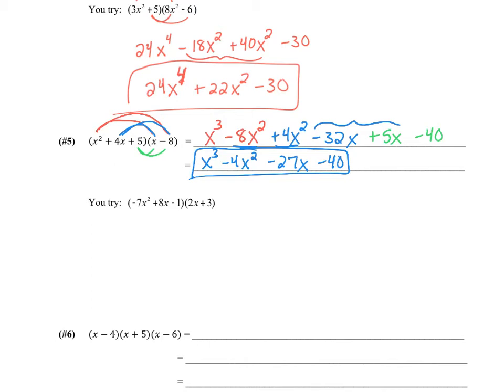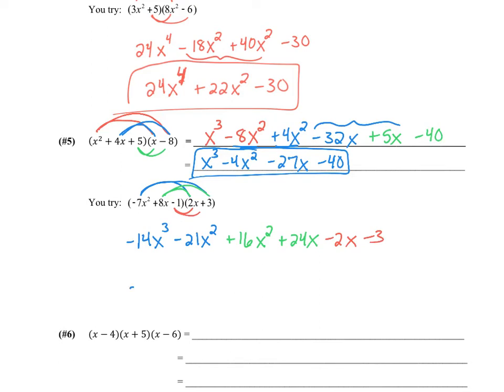Okay, and then one more like this. I'll show you one more. So negative 7x squared times 2x is negative 14x to the third. Negative 7x squared times 3 is negative 21x squared. 8x times 2x is 16x squared. And 8x times 3 is 24x. And then lastly, negative 1 times 2x is negative 2x. And negative 1 times 3 is negative 3.